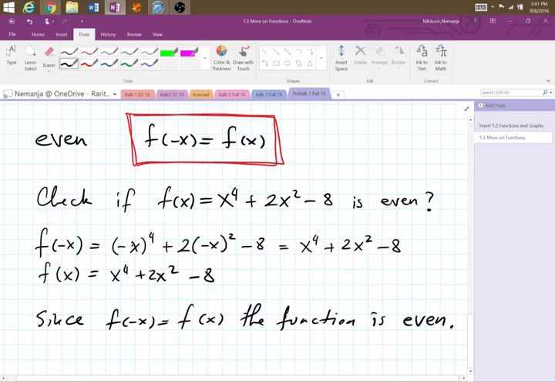And those are the rules. So you must memorize, you must learn these two rules. One for odd, which says that f of minus x is minus f of x, and one for even, which states that f of minus x is f of x itself. So these are the two rules, two formulas that you need to know.